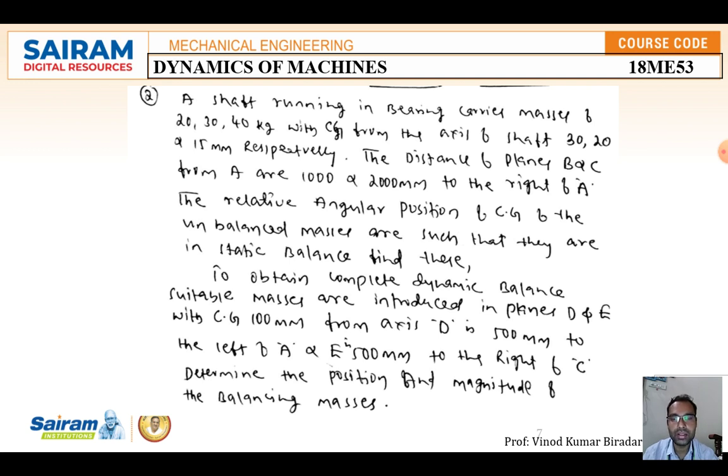Find these, that is, to obtain a complete dynamic balance, suitable masses are introduced in planes D and E with a center of gravity of 100 mm from the axis. D is 500 mm to the left of A and E is 500 mm to the right of C. Determine the position, and find the magnitude of the balancing masses.